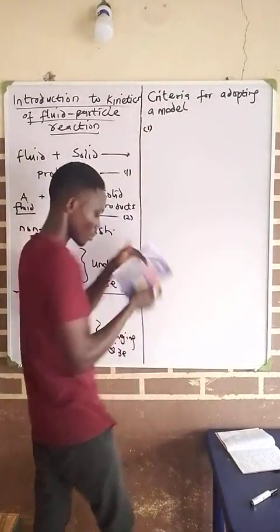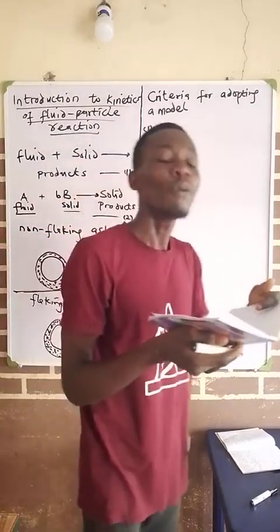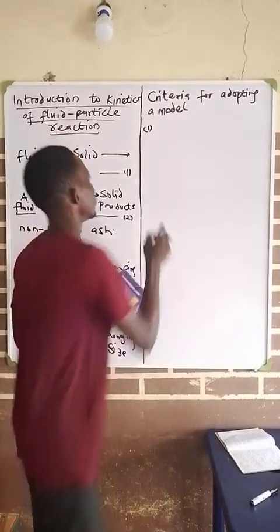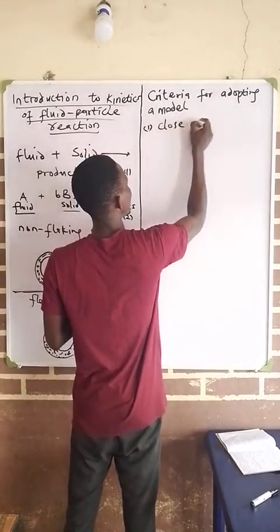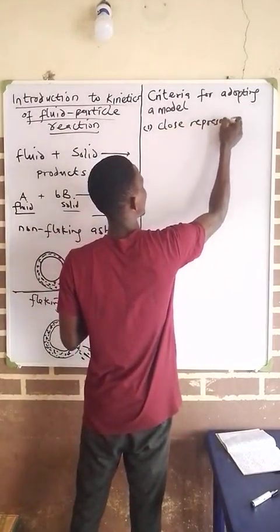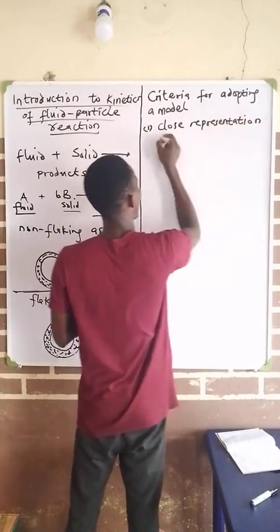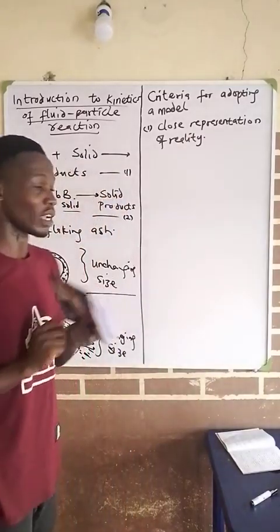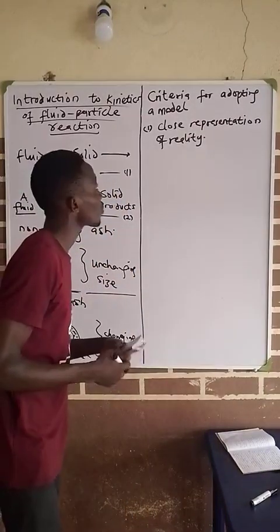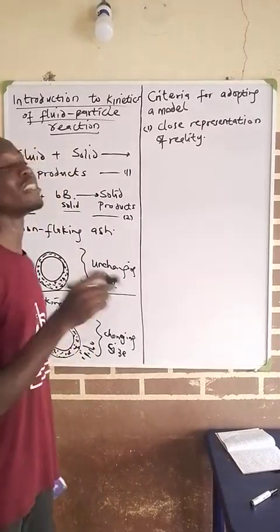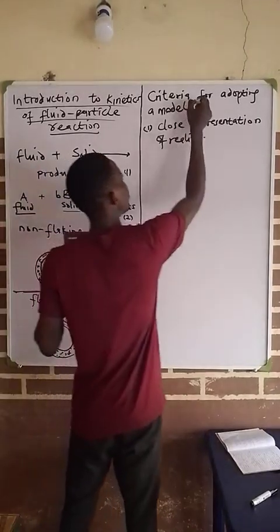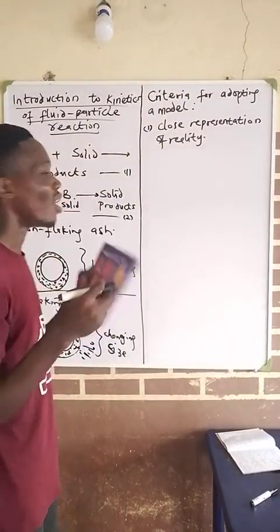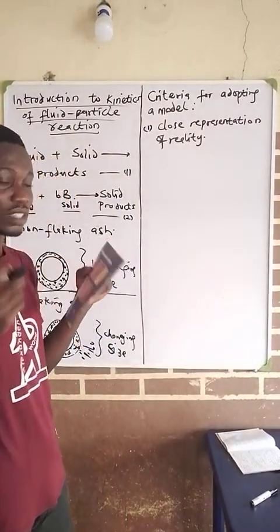Number one is a model that has a close representation of reality. Close representation of reality. That is one of the criteria for adopting a model. A good model must have a close representation of reality.